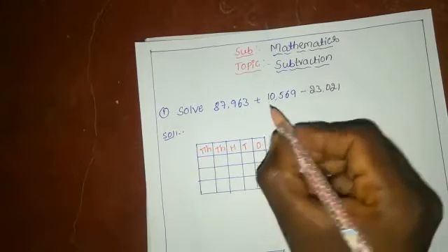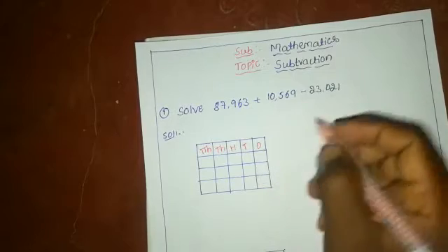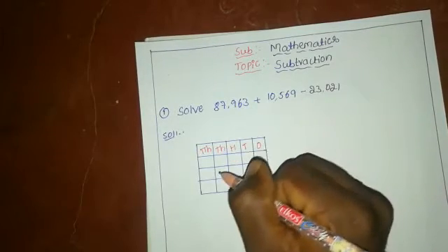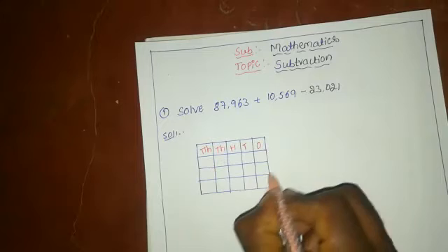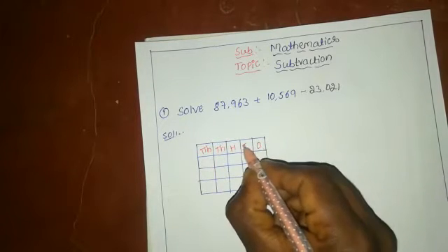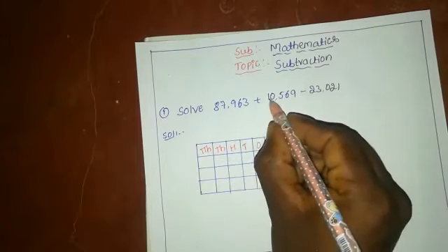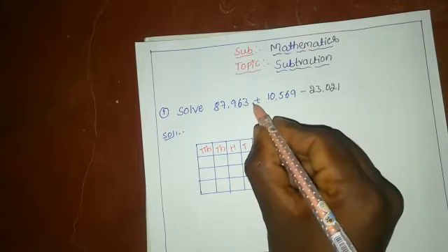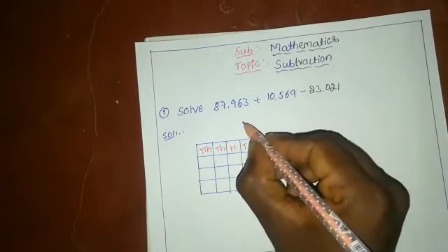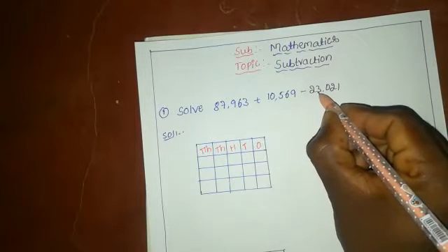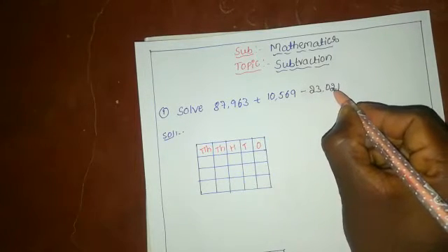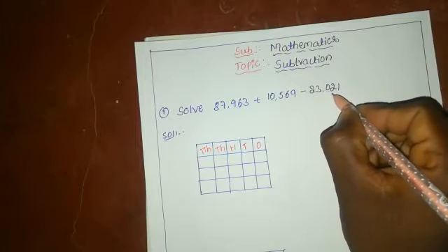Next, what are the rules of addition? At first we have to draw the place value chart. This is your place value chart: ones, tens, hundreds, thousands and ten thousands. Now we have to add these two numbers and we get a sum. From the sum we have to subtract 23,021, and then we finally get the final answer.